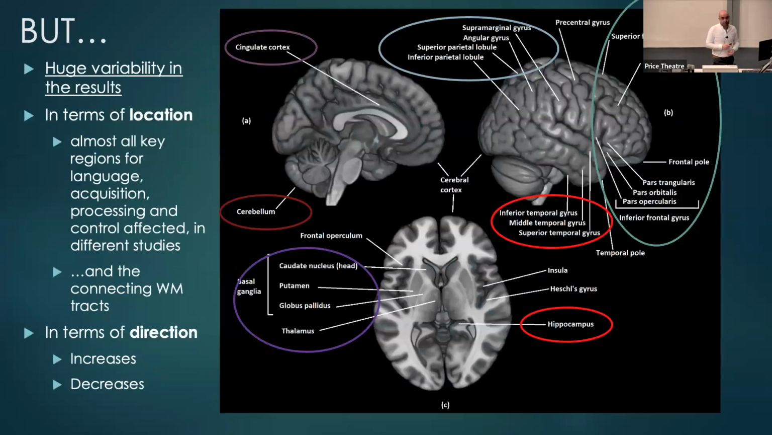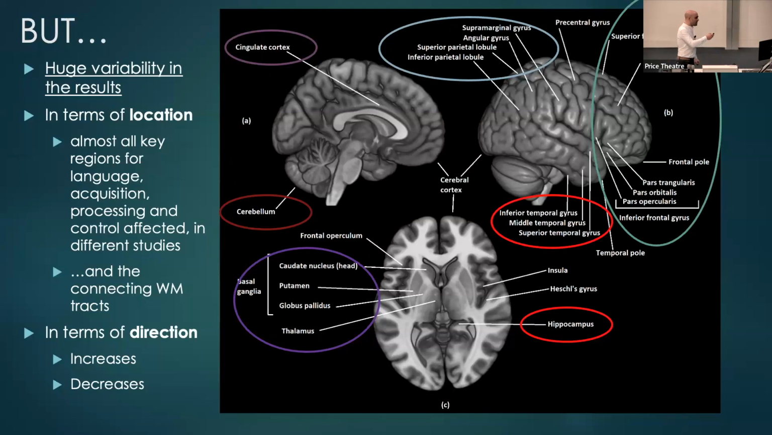However, and this is a moment in your career where you step back and say, why am I doing that to myself? There has been huge variability in the results, both in terms of location and in terms of direction. What do I mean by location? So different studies have reported changes in frontal regions, in parietal regions, in temporal regions, in the hippocampus inside the brain, the basal ganglia, the thalamus, cerebellum, cingulate cortex, pretty much the entire left hemisphere. But these are different effects in different studies.